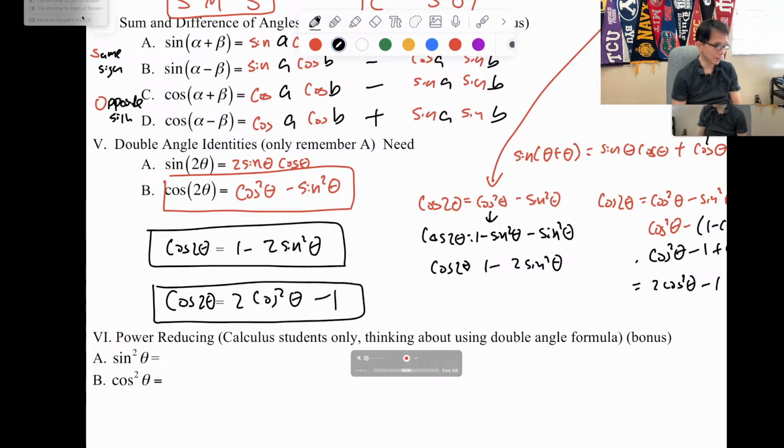Now, why did I write this in black? Because those two things are going to lead to the next one. Everything is interconnected. So I never memorize just one identity. I memorize all the identities because I know the connection between one identity and another.